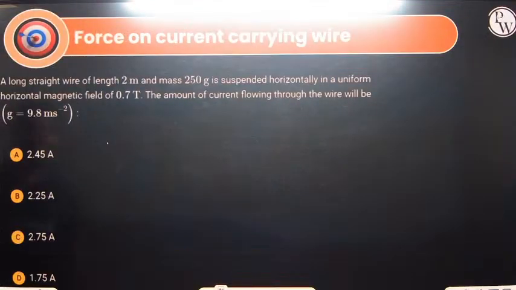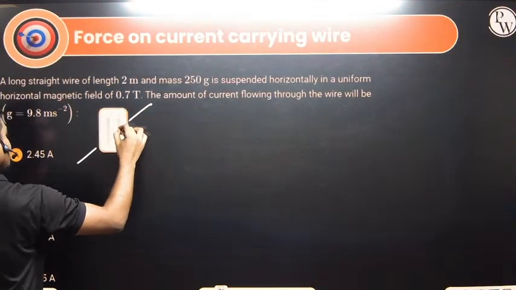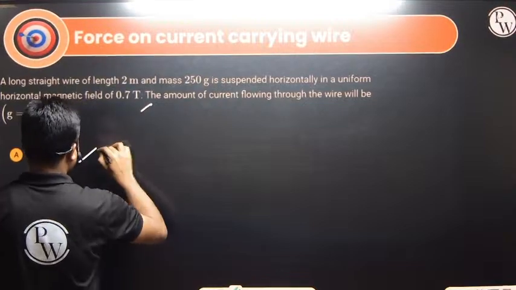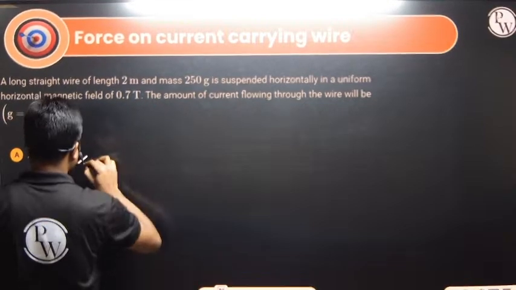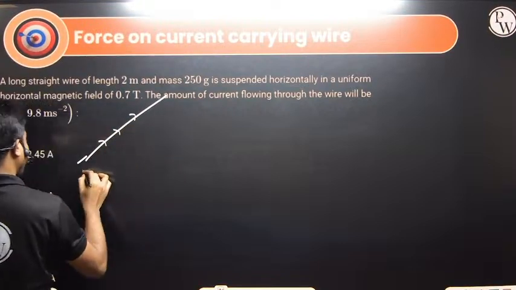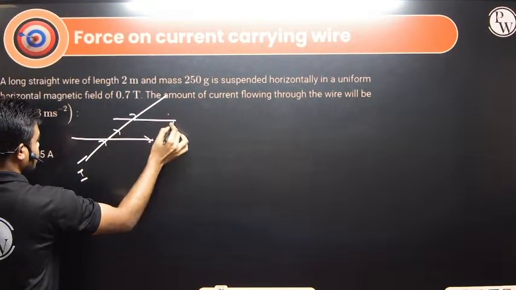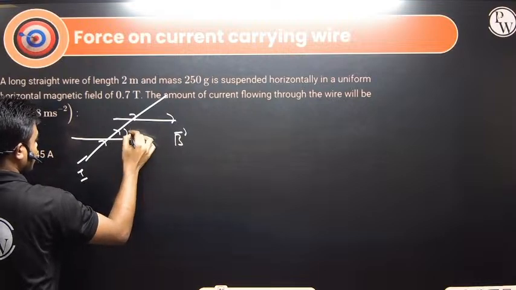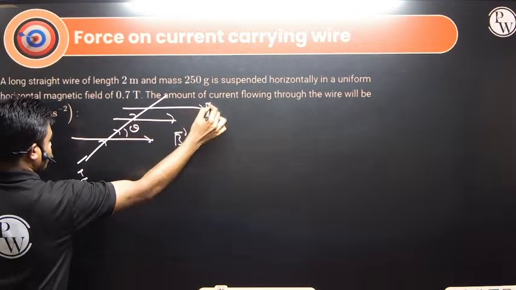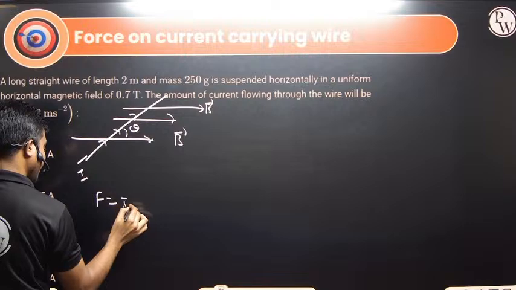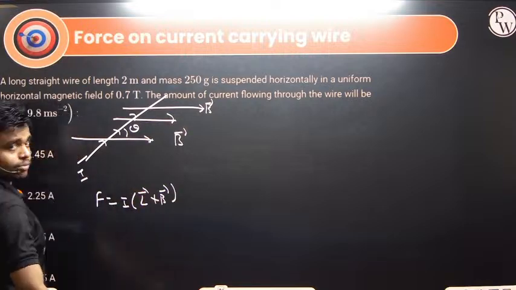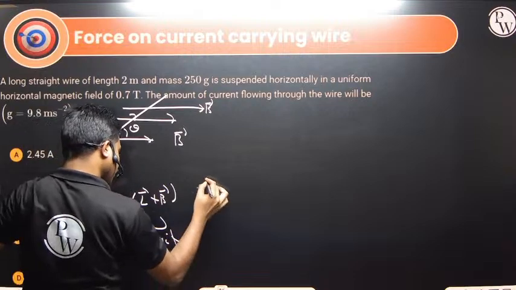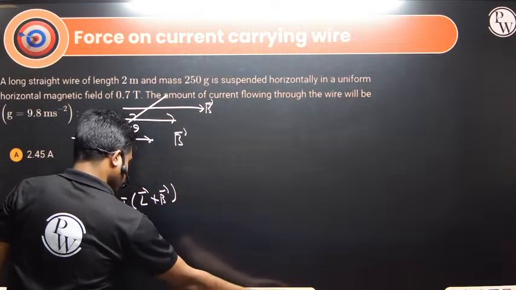So, force on a current carrying wire: if the wire is carrying current like this, and a magnetic field B also exists in this region, and let's say this particular angle is theta. Here we define the force on the wire as I into L cross B. What is L here? L is the length vector in the direction of the current, and the force is given by ILB sine theta.